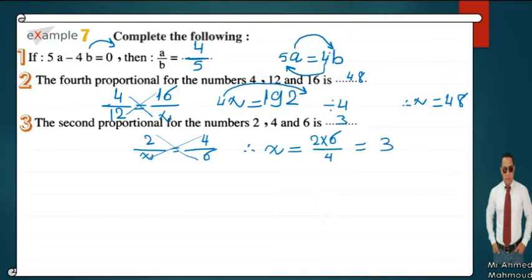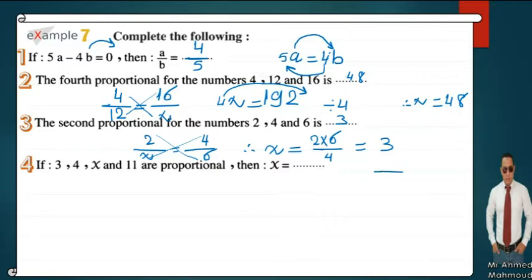The next one, here we have 3, 4x and 11 are proportional, then 3 over 4 equals x over 11, then x equals 3 times 11 over 4. 3 times 11 over 4 equals 8.25.